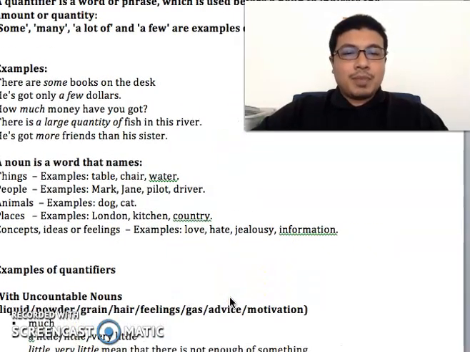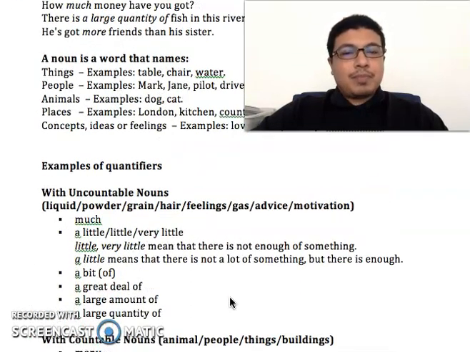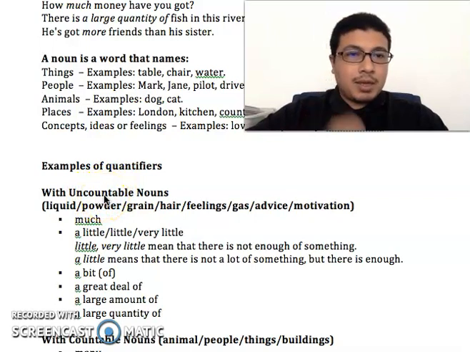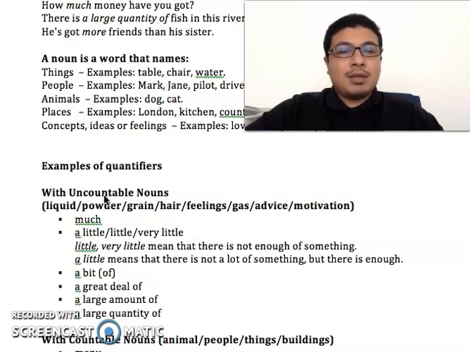So there are different types of quantifiers. First, we'll take a look at quantifiers that can be used with uncountable nouns. We have two types of nouns. One is uncountable, you cannot count. One is countable, you can count. So with uncountable nouns, there are specific quantifiers that you will have to use when you are describing the amount or the quantity of nouns that are uncountable.